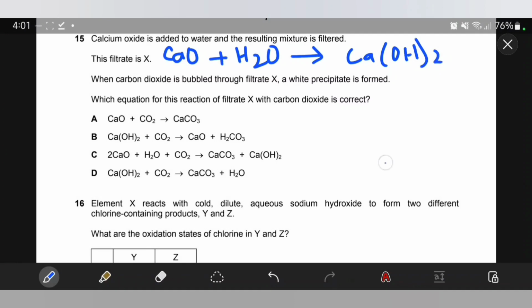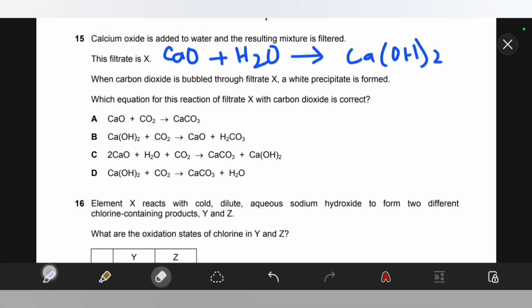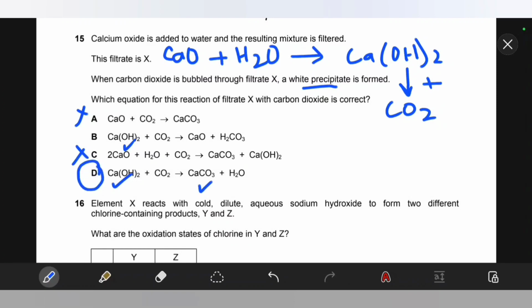Now this hydroxide actually reacts with CO2, and this would give us what? A white PPT. Okay, so calcium hydroxide is shown here and here. A and C are going to be crossed out because there is no calcium hydroxide shown in those options. And a white PPT is most probably going to be calcium carbonate. So D seems to be the most fitting answer.